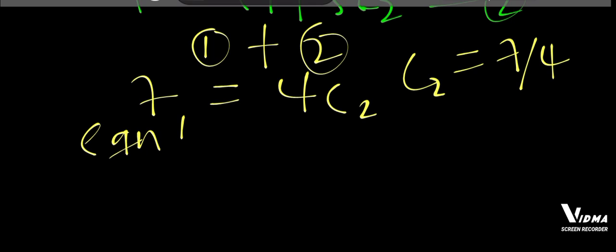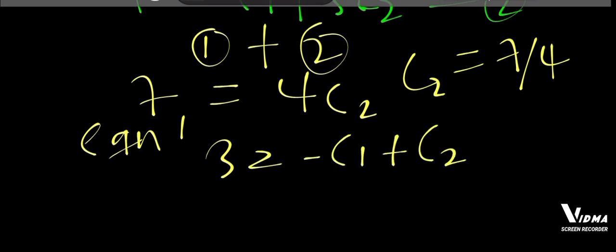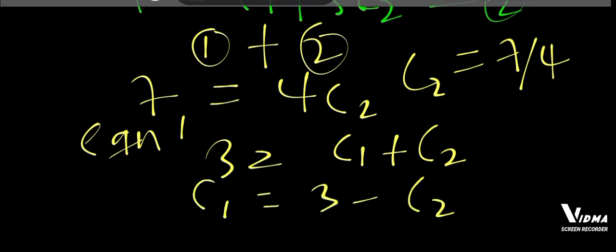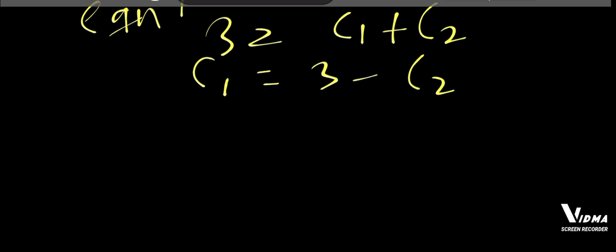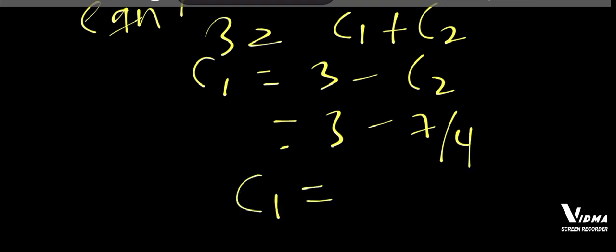So we know equation 1 to be 3 equal to c1 plus c2. So it means c1 will be 3 minus c2. And our c2 is 7 on 4. So it means c1 becomes 5 on 4.